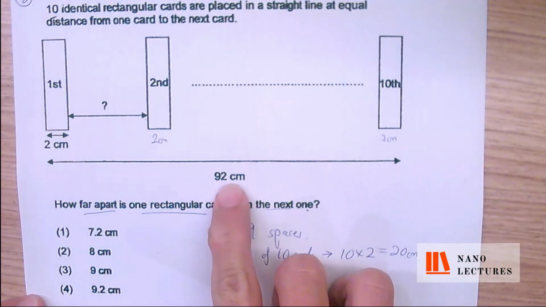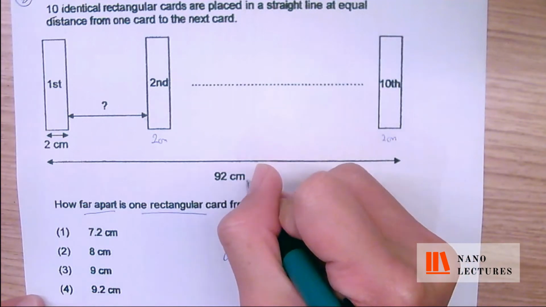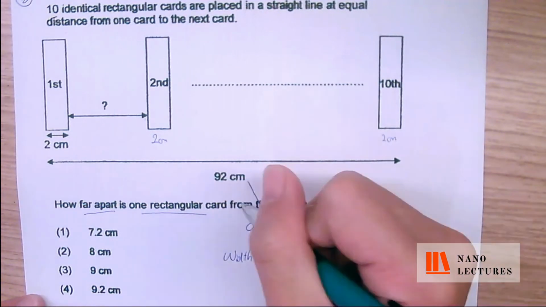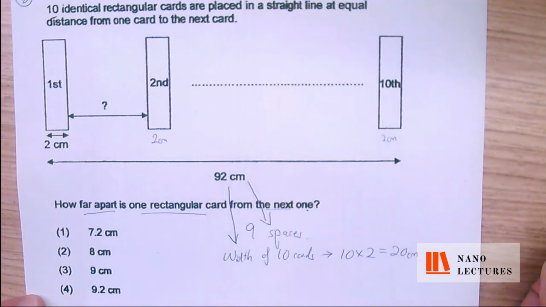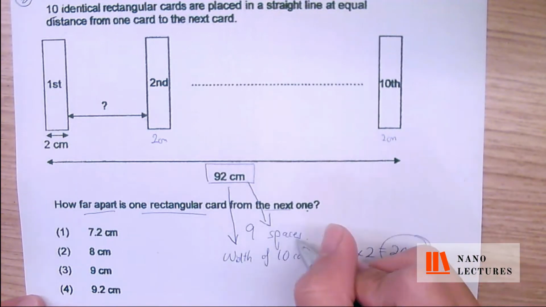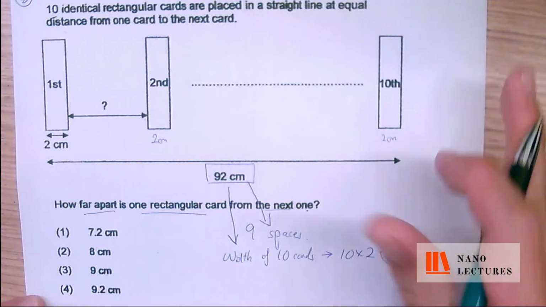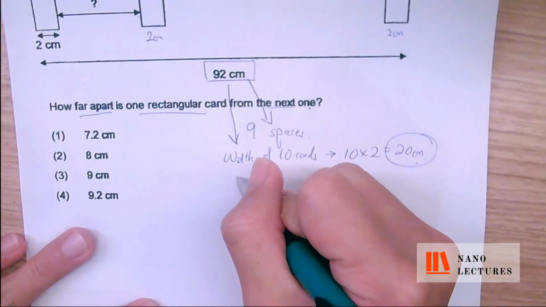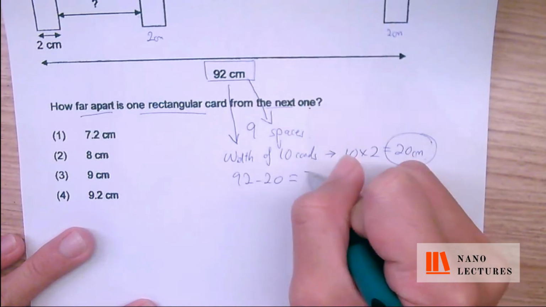So this 90 cm, what is it made up of? This 90 cm is made up of 9 spaces and the width of 10 cards. Okay, just take 90 minus this 20, you'll be able to get the 9 spaces. So let's just go ahead and do it. I'm going to take 92 minus 20, that will give me 72.